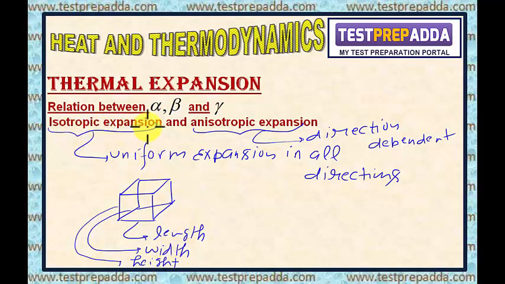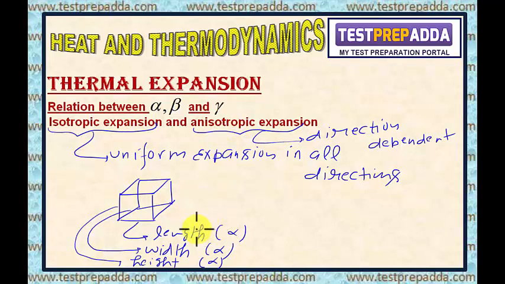Now for isotropic expansion, the expansions should take place uniformly in all directions, and for that the coefficient of linear expansion for length, width and height should be the same. So those cases where the coefficient of linear expansion is the same in all directions, we call that isotropic expansion. Those substances will show isotropic expansion.